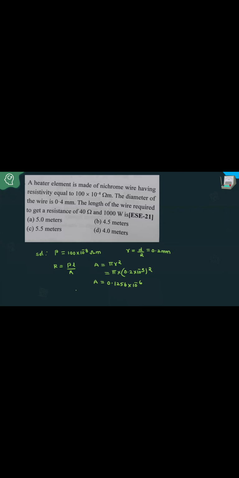Students, you have to find the L value now. What is L equal to? RA by rho. R is how much it is given? 40 ohms. A is how much you calculated? A equal to 0.1256 into 10 to the power of minus 6, by rho. Rho is how much? 100 into 10 to the power of minus 8.